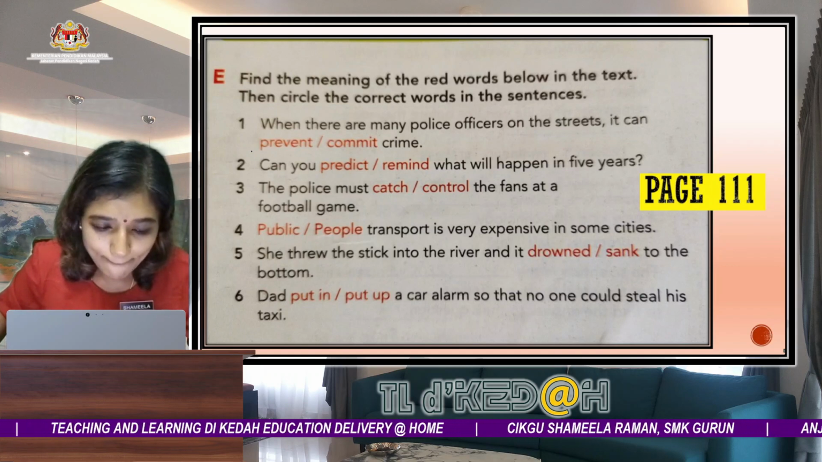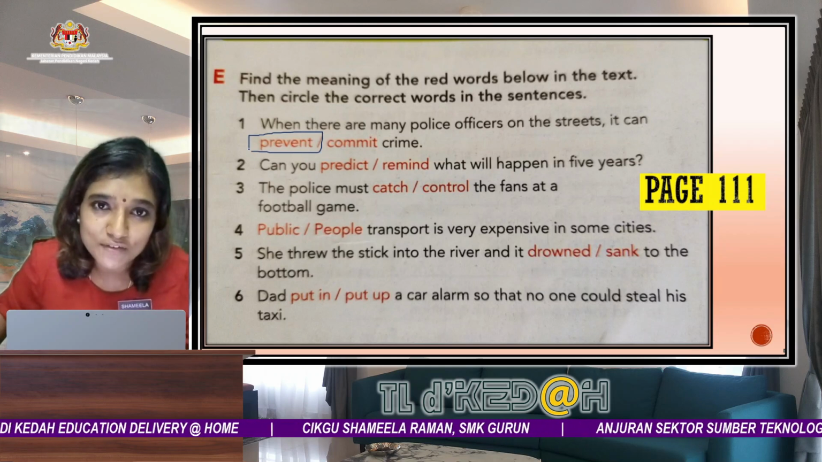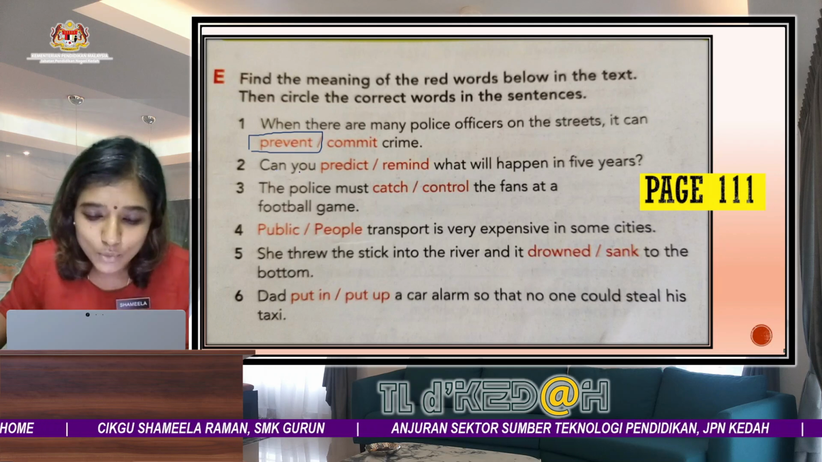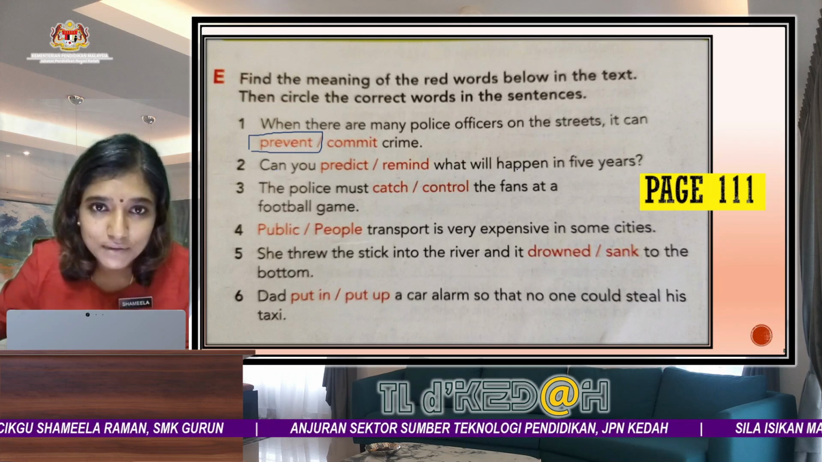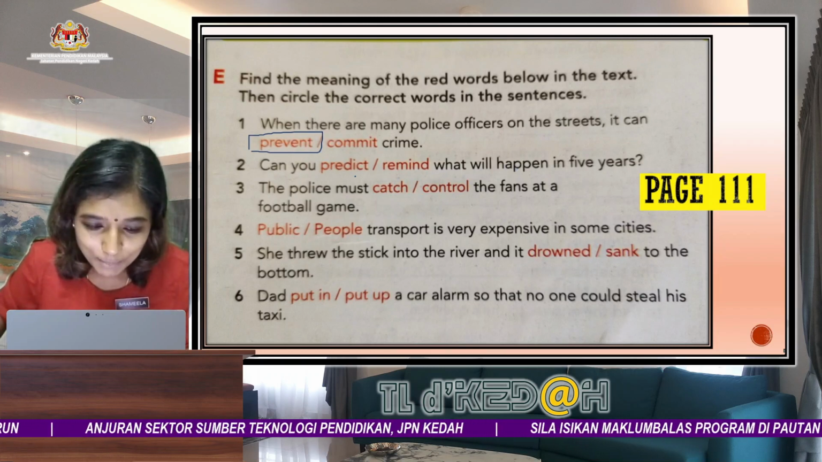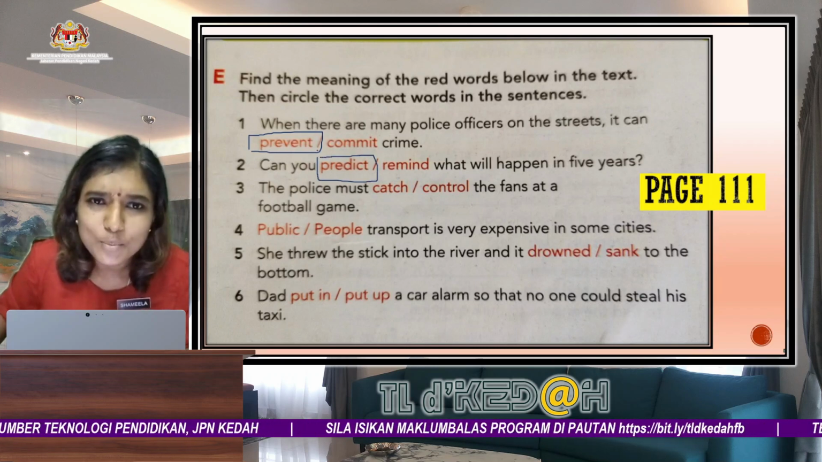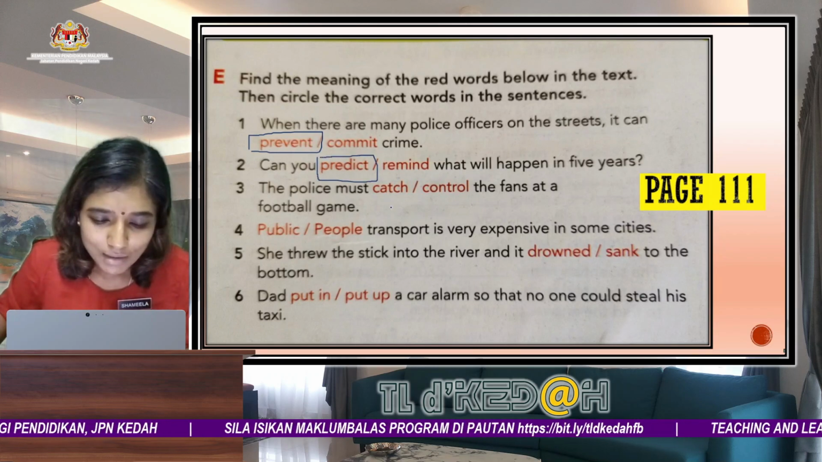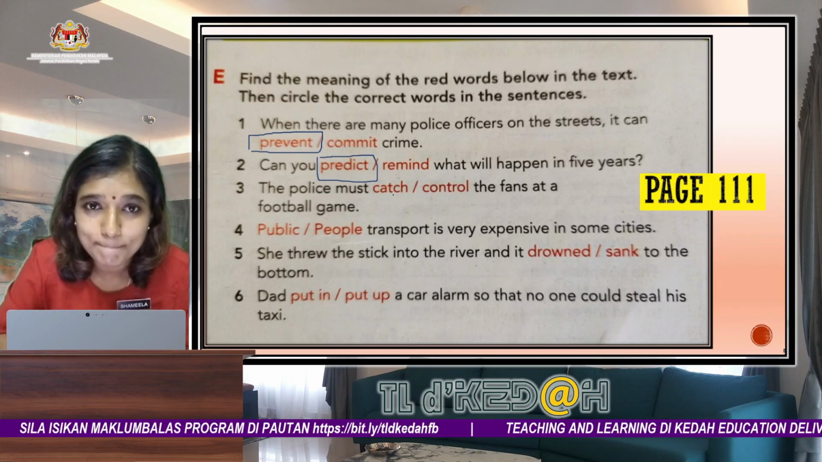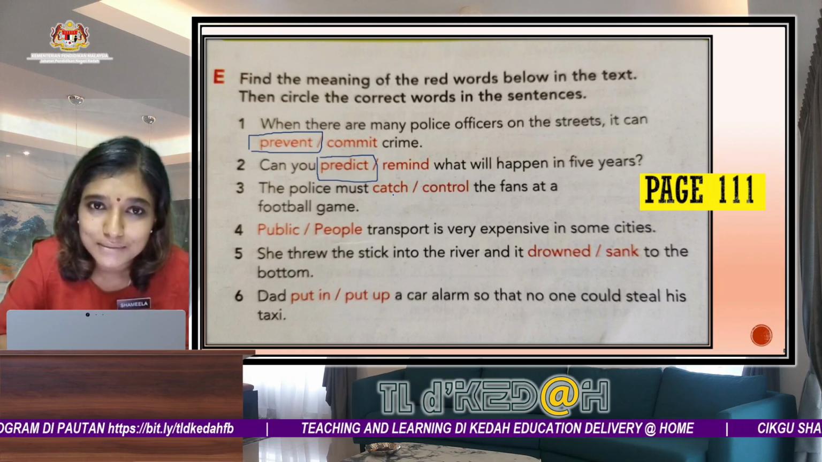It's definitely prevent. Prevent crime because police officers can control. Next, can you predict or remind what will happen in 5 years? Remind doesn't carry the meaning. So this is about the first introduction, the word predict. Can you predict things? I can predict if you miss out your homework, what will happen in the next 2 weeks.